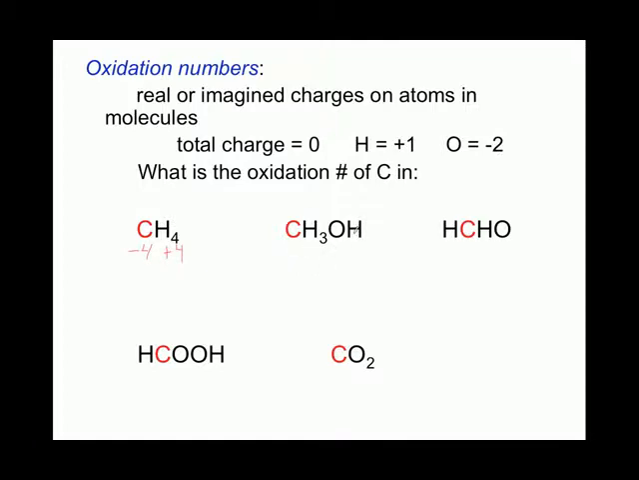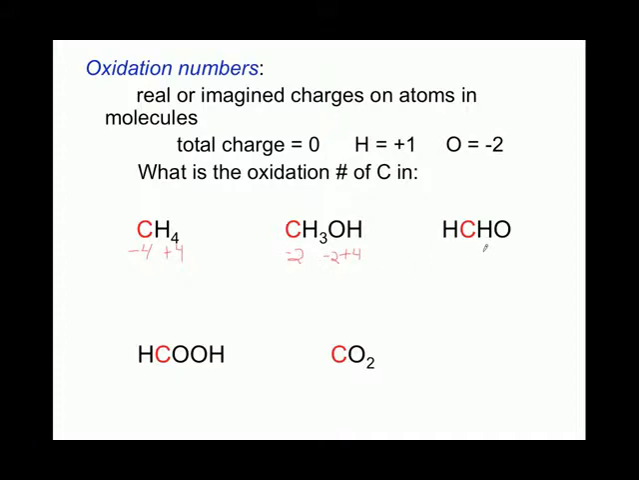Over here, I have 4 hydrogens again. That's going to be plus 4. And I have 1 oxygen, and that's negative 2. Okay, so in order to get 0, I need another negative 2. So that's what this carbon must be.